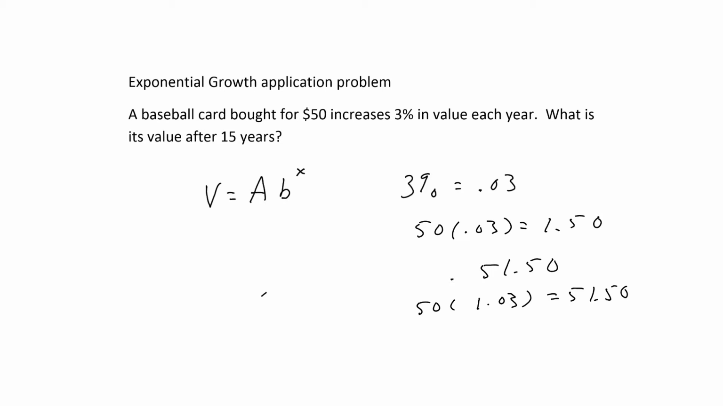So the equation I'm going to write is the value is how much I started with, 50, and that's going to be multiplied by 1.03 raised to x, and x is going to be how many years. So after 1 year, you would multiply by 1.03. 2 years, it would be 1.03 squared, 3 years cubed, etc. So to find after 15 years, it's 50 times 1.03 raised to the 15th. 1.03 raised to the 15th is 1.56.